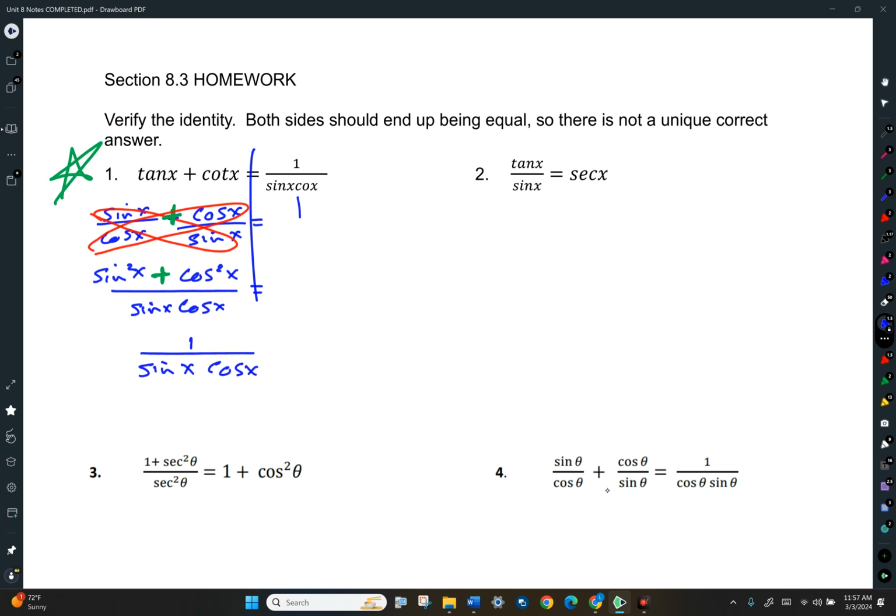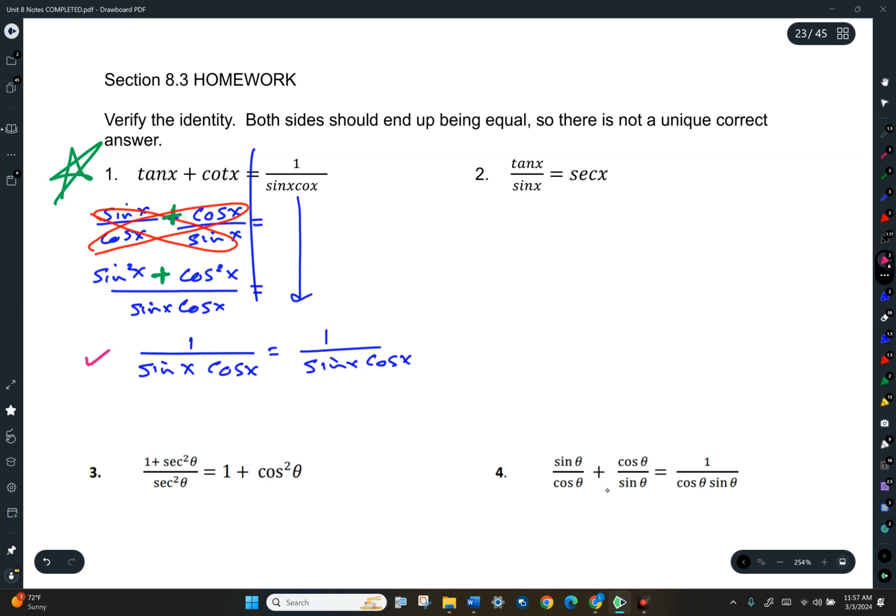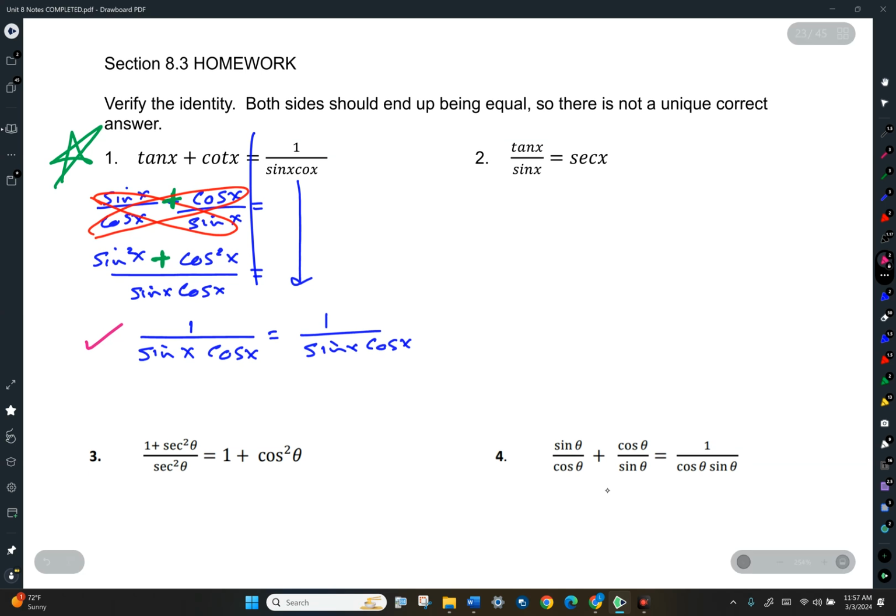And look at what's on the other side. 1 over sine cosine. And so that's how I know I'm done, because I have the exact same thing on both sides. Okay? So let's try another one.